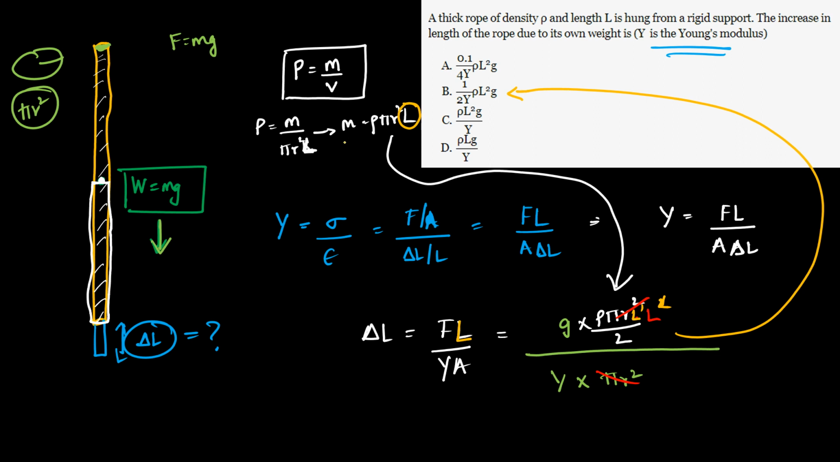One of the L's I am getting from m, because of the total length L. And one of the L's is in the formula itself. See over here, the L formula is there. So just plug in the values, you should be getting your answer, and the second one will be the right answer. It is rho L squared g divided by 2Y.